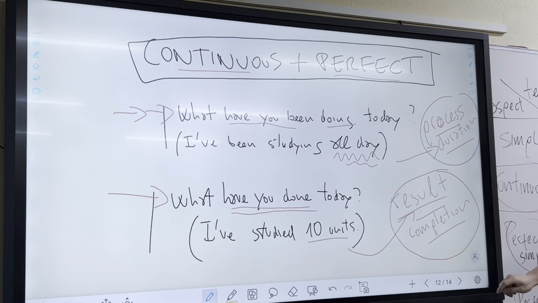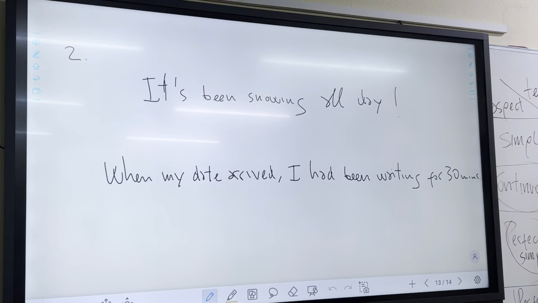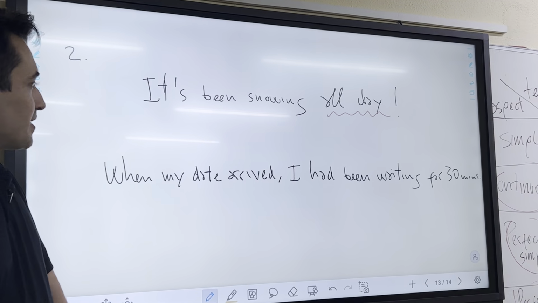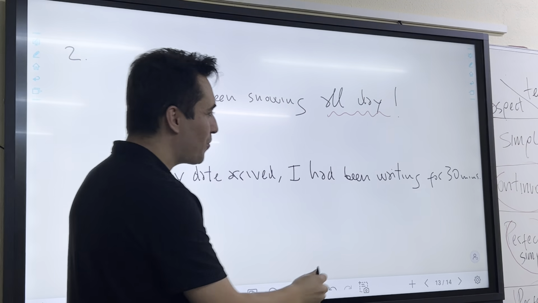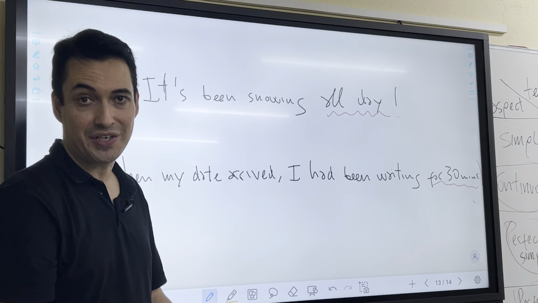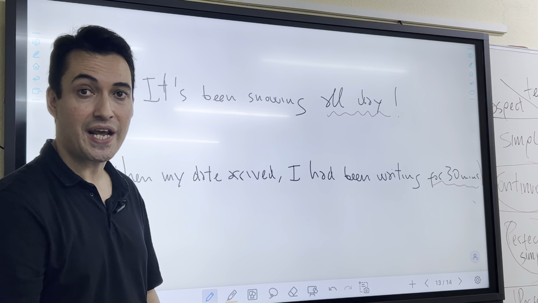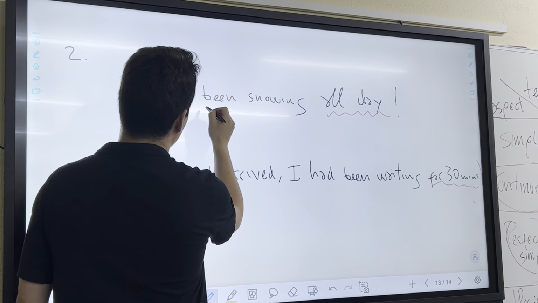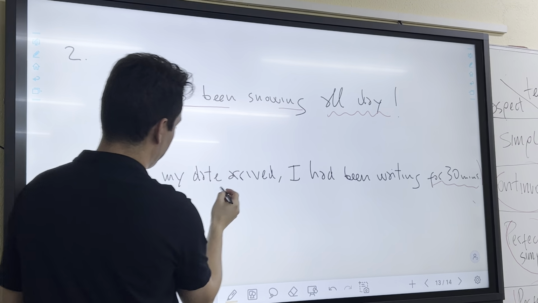12 out of 14, only 2 more to go. It's been snowing all day. When my date arrived, I had been waiting for 30 minutes. Again, this is the same idea. What do we have here? The combination of perfect and continuous. Perfect, continuous.